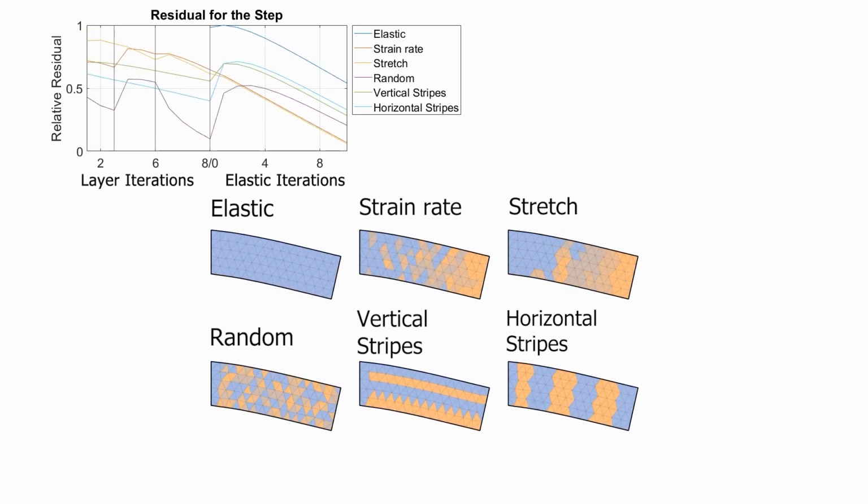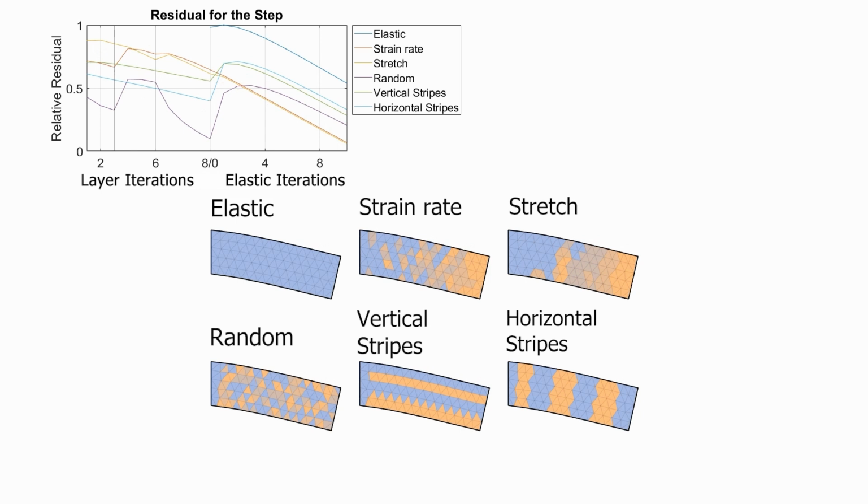Let's freeze. The layer iterations are first and use mixed rigid elastic systems, which have many fewer degrees of freedom and are much less expensive. The last iterations are fully elastic. Strain rate and stretch-based approaches converge more quickly, but the stretch-based layers are slower due to the assembly of the stiffness matrix.